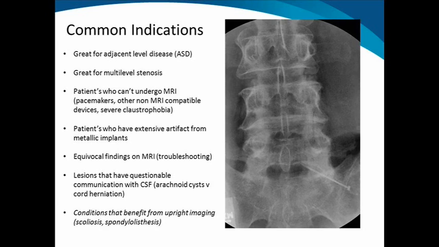Adjacent segment disease, adjacent level disease, which occurs in patients who've undergone spine fusion, is one of the typical indications for myelography. Patients who suffer from multi-level spinal stenosis often have one level that is more clinically significant than the others, and myelography is important for differentiating the severity of stenosis at those levels. Of course, there are patients who simply cannot undergo MRI because they've been implanted with a device that is not MRI compatible. And for those patients, myelography is one of the only methods for evaluating the spinal nerves.